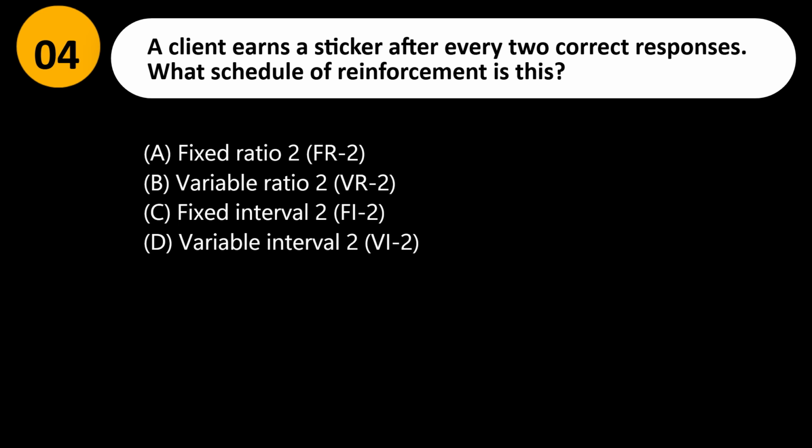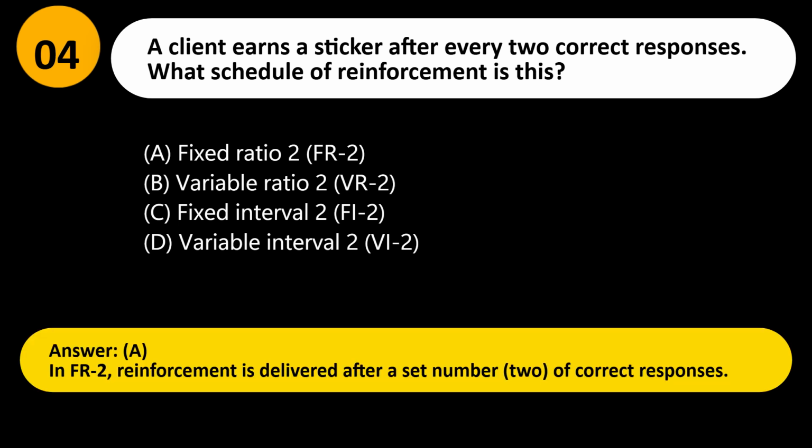A client earns a sticker after every 2 correct responses. What schedule of reinforcement is this? A. Fixed ratio 2, FR2. B. Variable ratio 2, VR2. C. Fixed interval 2, FI2. D. Variable interval 2, VI2. Answer, A. In FR2, reinforcement is delivered after a set number, 2, of correct responses.